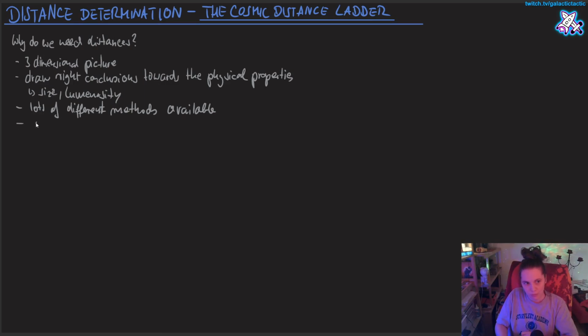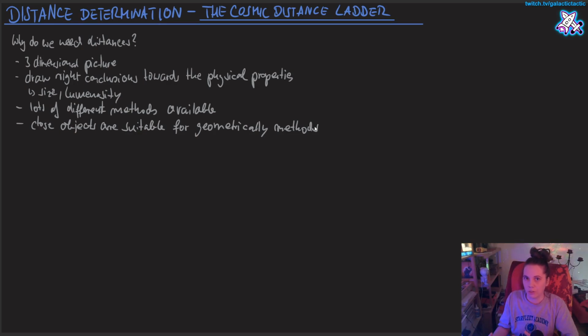For example, objects that are close to us are suitable for simple geometrical methods, but only if they're very, very close to us, when we can resolve them in a very good way. On the extragalactic scale, this is no longer possible because we cannot resolve the stars anymore.